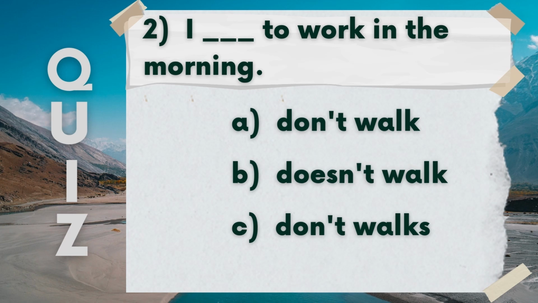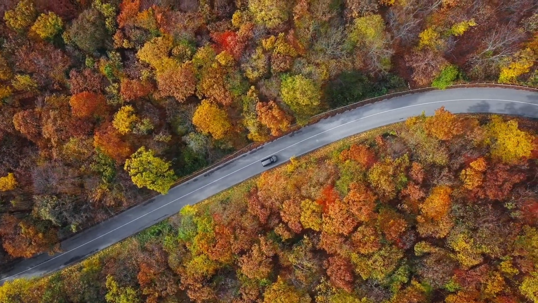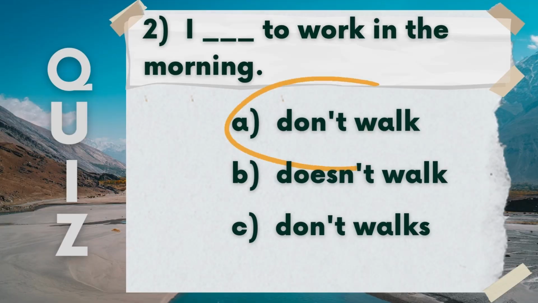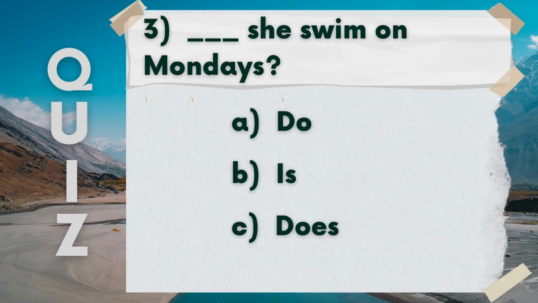Question 2. I blank to work in the morning. A, don't walk. B, doesn't walk. C, don't walks. If you said A, don't walk, you would be correct. I don't walk to work in the morning. I drive my car.